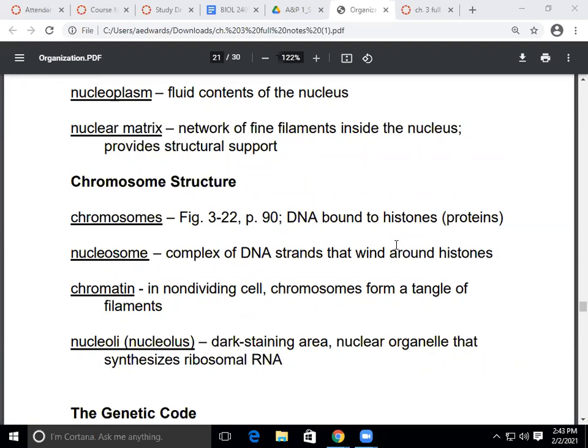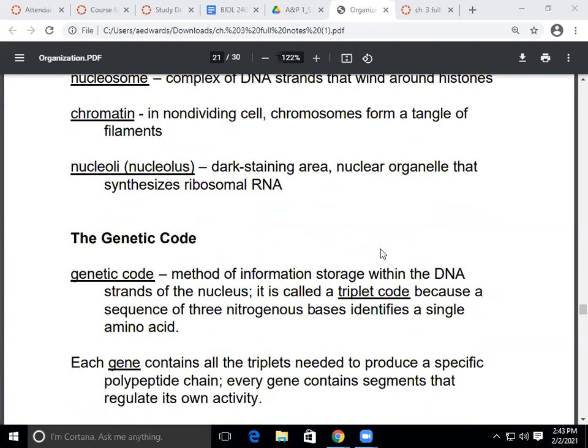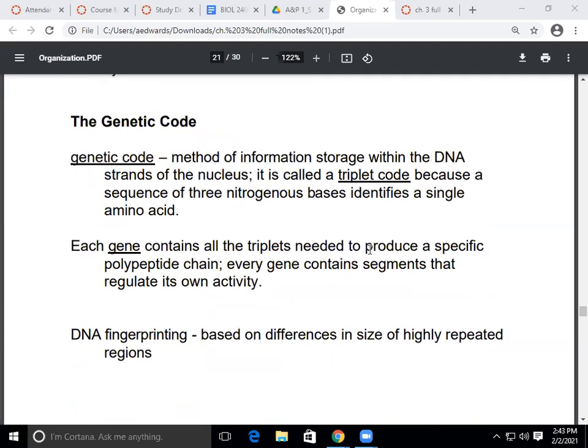All right, so the nucleoli, it's plural. Nucleolus is singular. Okay, this is space inside your nucleus where your ribosomal RNA is made. Okay, so this is where essentially your ribosomal subunits are made, or at least the RNA part.